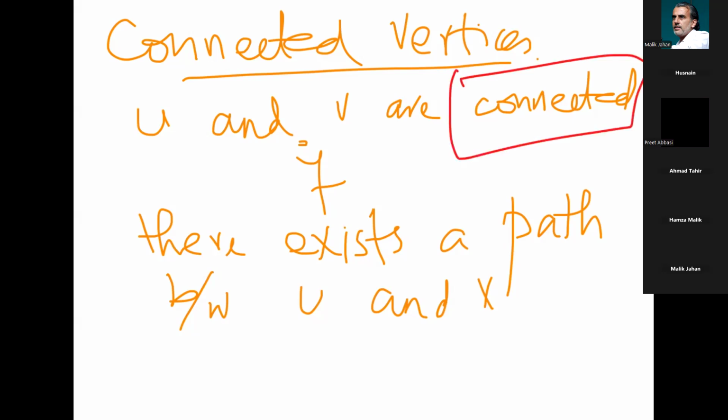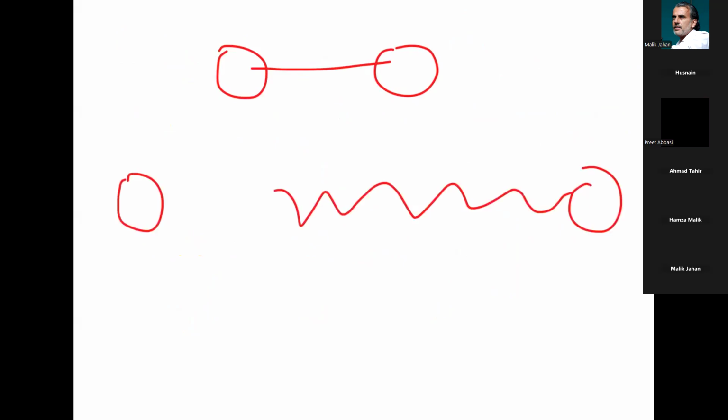Two vertices are connected. So there could be two possibilities. If you think of this whole connectivity in terms of induction, the base case could be that two vertices are directly connected. They are adjacent to each other. So that is the simplest possible connection. They are connected. But two vertices can also be connected using a lot of intermediate vertices. Okay. So this is what a pair of connected vertices means.